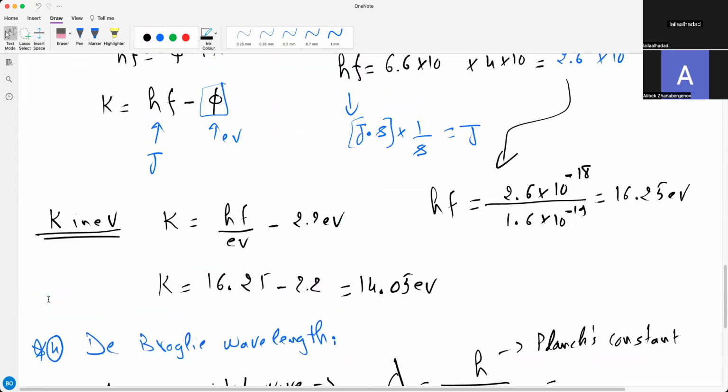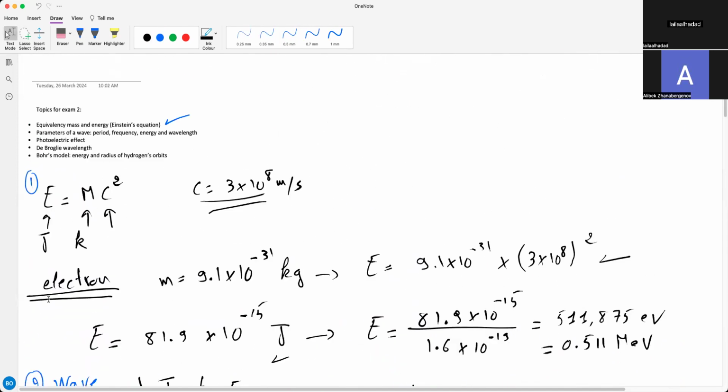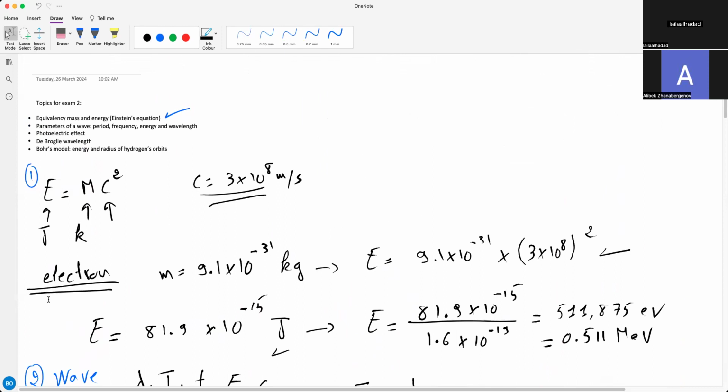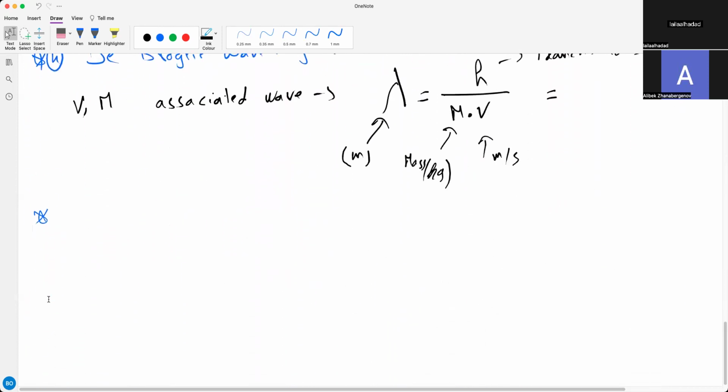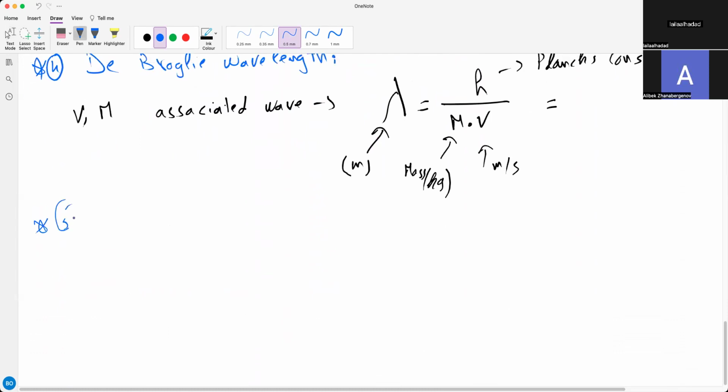The last topic is the Bohr model, topic number 5, Bohr model for the hydrogen.